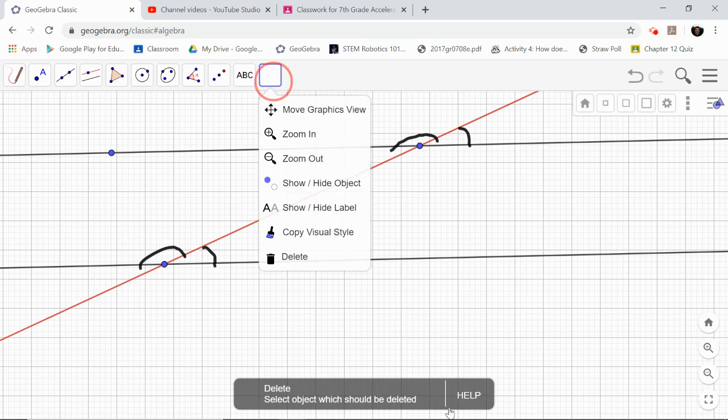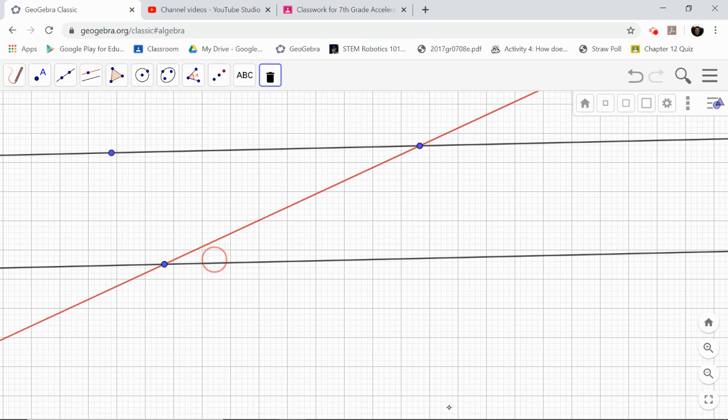I can't Alt-Z to get rid of these things, which is kind of frustrating.